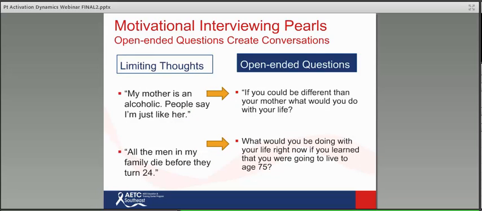Oftentimes, open-ended questions are really powerful in working with our clients who have limiting thoughts. A limiting thought, for example, is a client that says, my mother's an alcoholic, doc. People say I'm going to be just like her. Instead of just nodding our head like, I see, I understand, what if we asked the open-ended question, if you could be different than your mother, what would you do with your life?